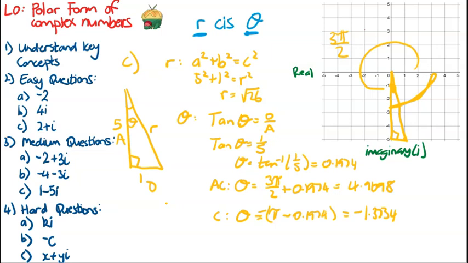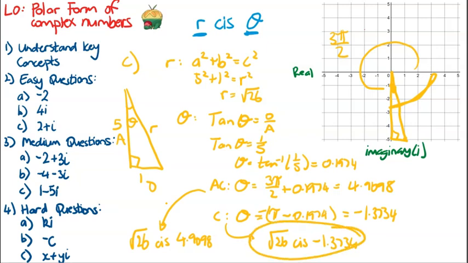So if you had the anti-clockwise answer, your answer would be the square root of 26 cis 4.9098. Or if you did the clockwise answer, again, it would be root 26 cis negative 1.3734, and that's to represent that you've gone in the clockwise direction as opposed to the prescribed anti-clockwise direction.